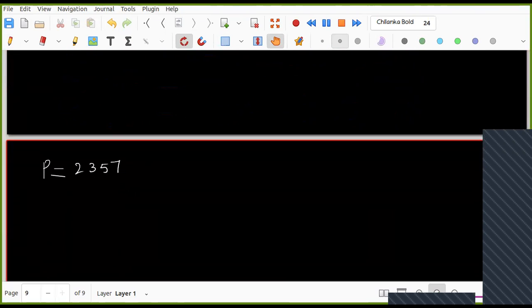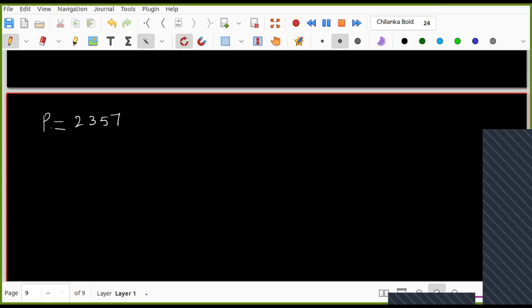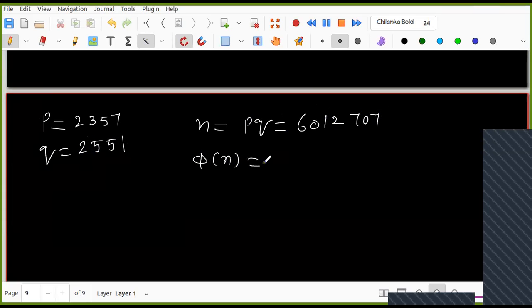Now let us have some examples so that things become easy for us. Let us take two primes p and q equal to 2551. These two primes are of almost equal size. So my n is equal to p into q. And you know phi of n also, which you can compute as p minus 1 into q minus 1.